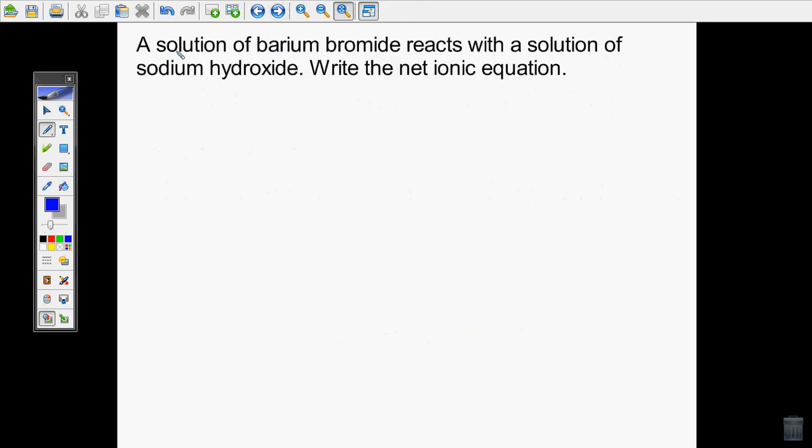So let's do some practice. A solution of barium bromide, and it says it's a solution, so it's aqueous, reacts with a solution of sodium hydroxide, also aqueous, will give me... Now precipitation reactions are always double displacement, so we're just going to switch our cations, so we get barium hydroxide. Don't forget to crisscross and write your ionic compounds. If you don't know how to write ionic compounds, you better come to tutorials. It's not going away.